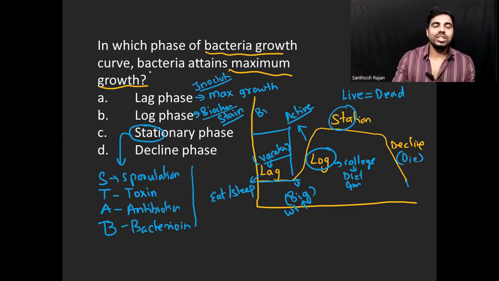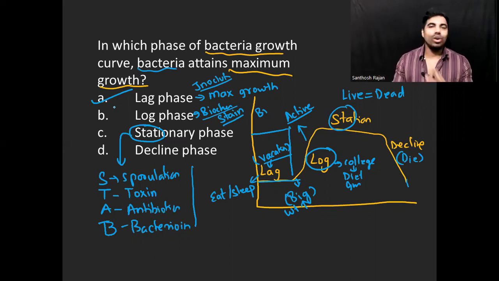So you see the question, the bacteria attains maximum growth where? After vacation. So that is lag phase. Lag is the first phase. So don't forget. Okay. Log is log, college. You're in college, active. So your size decreases, you become active.